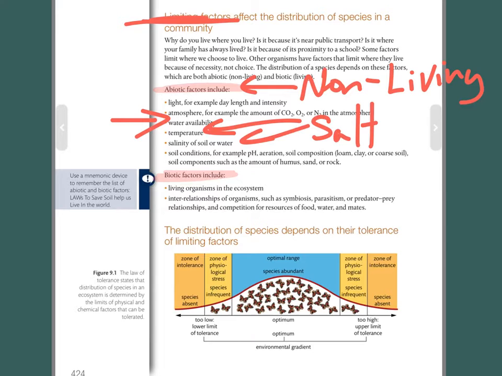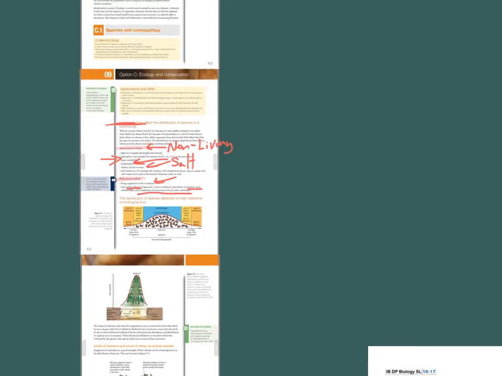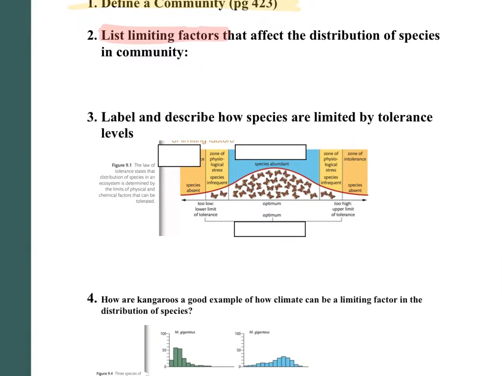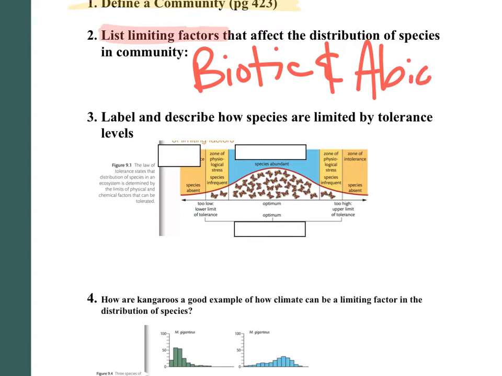In addition, we have biotic, so that's everything living. So how do relationships, prey, predator, and other competition for resources affect how species are distributed or where they are in the system? So that one's pretty straightforward. We have biotic and abiotic, and you need to go back and look in your textbook to list all of those.